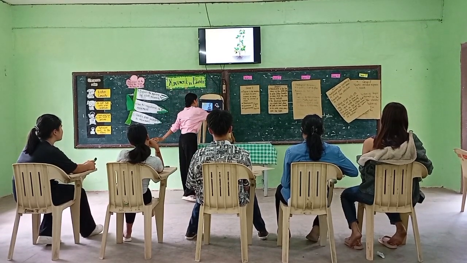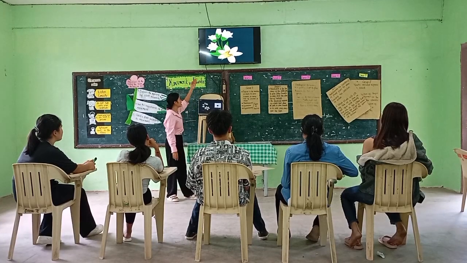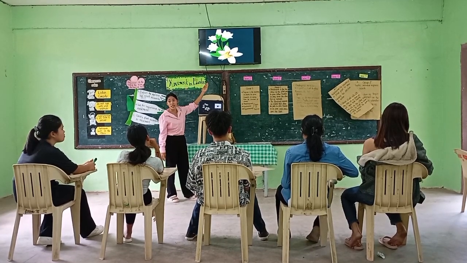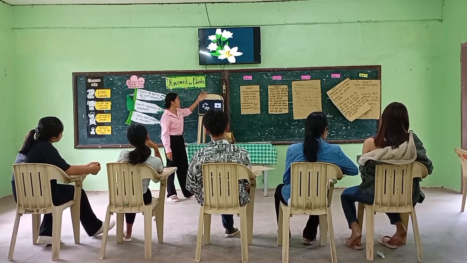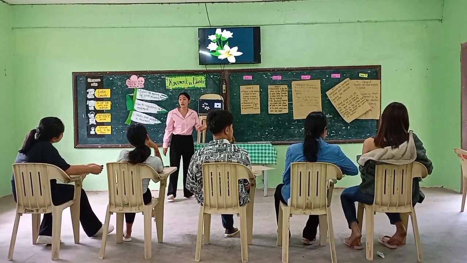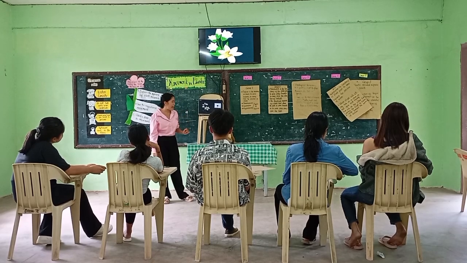Another example, class: as you can see, the sunflowers, the direction of the flowers, attracts the insects or the birds. So that is another example of phototropism.